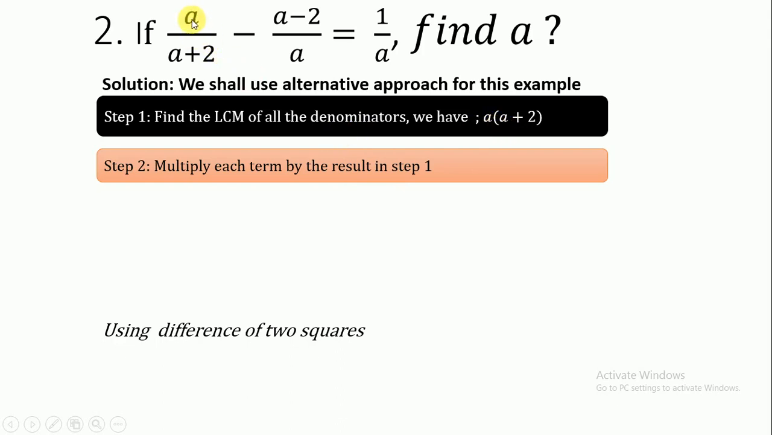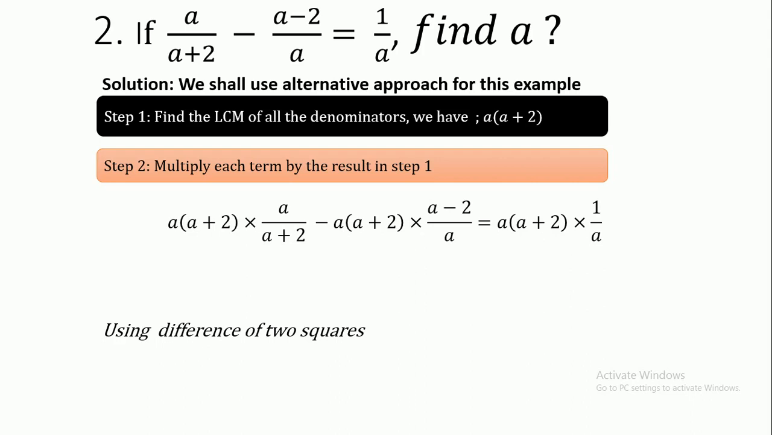You multiply x over x plus 2 by x open bracket x plus 2. You also multiply x minus 2 divided by x by x open bracket x plus 2. You also multiply 1 over x by x open bracket x plus 2. So these are the things that are expected of you if you are using this approach. First thing, find the LCM of all the denominators. Second thing, multiply this result with each of the terms, okay?